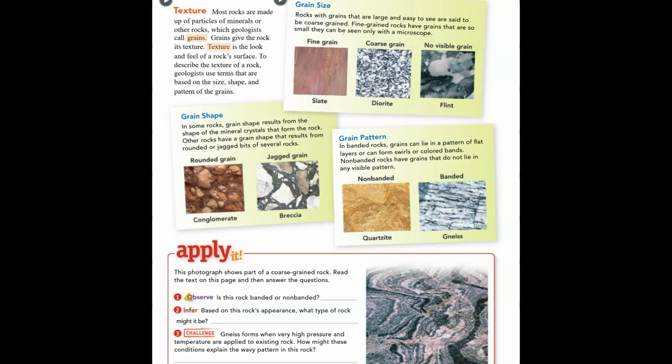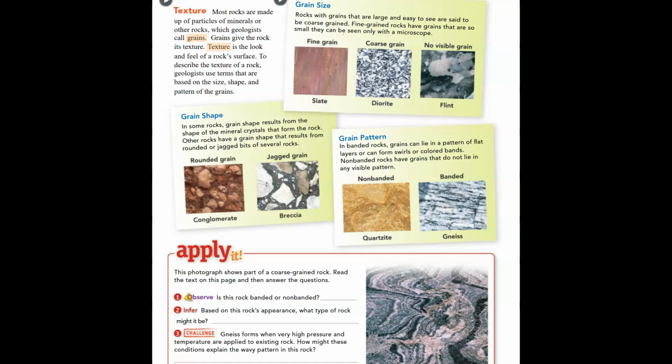So rocks with grains that are large and easy to see are said to be coarse-grained. Fine-grained rocks have grains that are so small they can only be seen with a microscope. So this is a zoomed-in piece of some rocks. Our fine grain is like slate. It's like flat. We don't really see any spots on there.